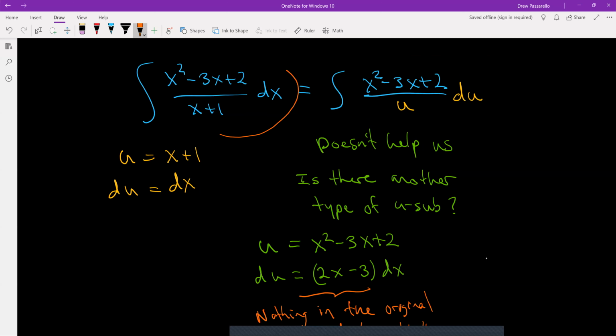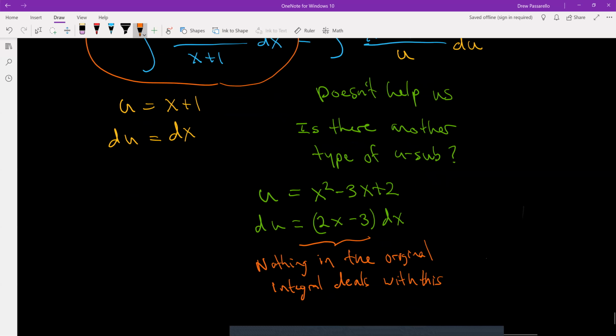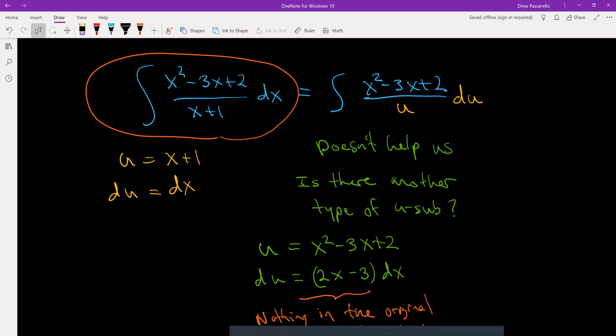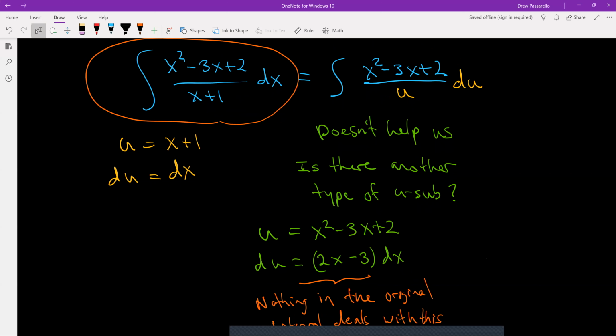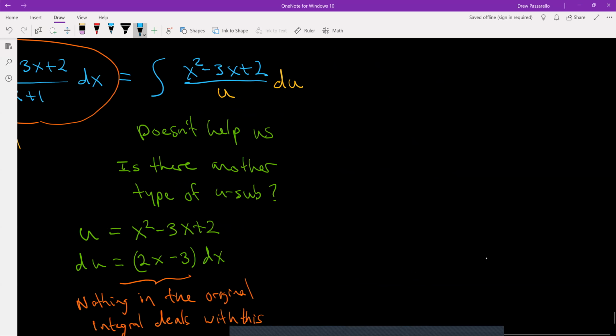So, I mean, this is the original integral. I could essentially let the top part be u, but then I don't have anything for the x plus 1. You could divide both sides by 2x minus 3, so in substituting in for dx, you have du over 2x minus 3. Still have 2 variables, u and x. So none of the stuff that we've done so far has worked. So how can we do this?